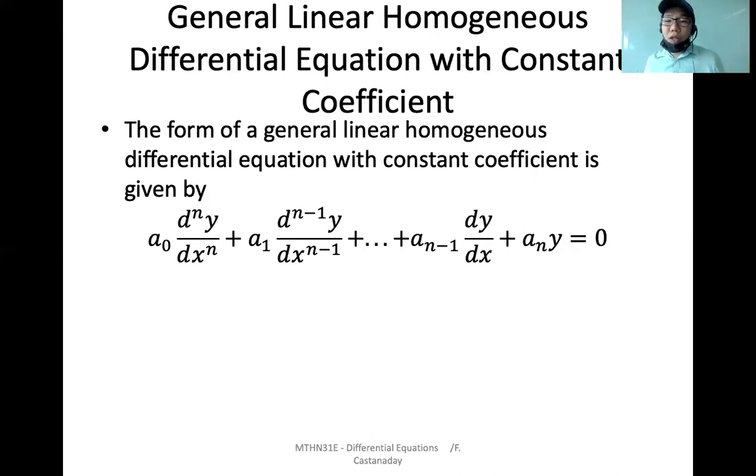Paano natin malalaman na homogeneous? Okay, equal to 0. Okay, yun lang guys.